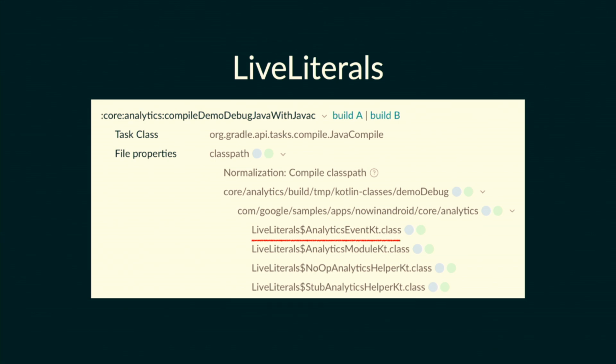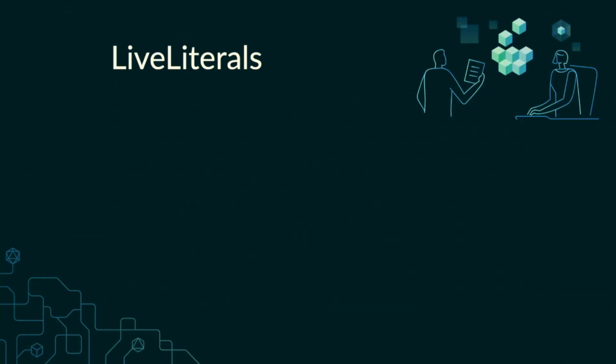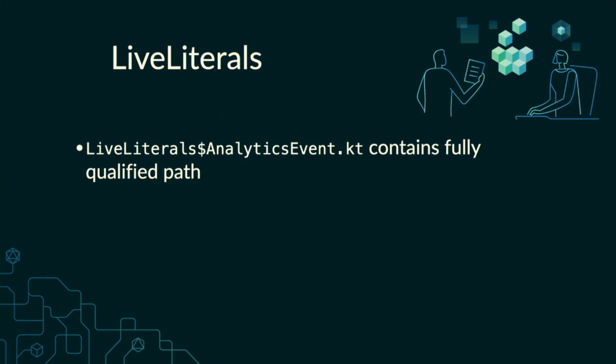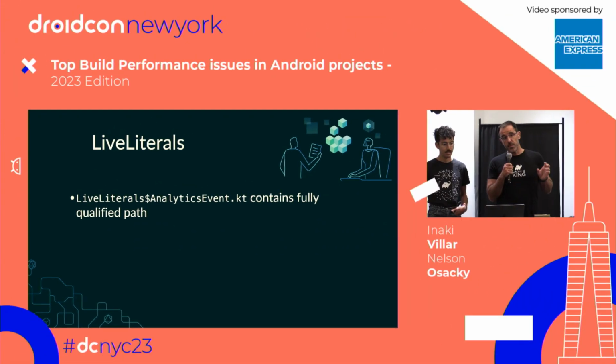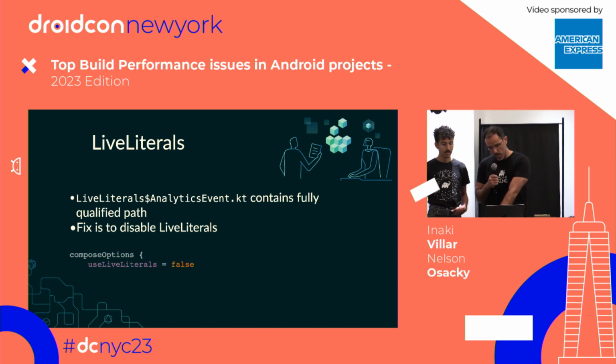So, well, Nelson, you have a little bit more context about these live literals. What was the problem? I think it had a fully qualified. Exactly. So the problem was that the task was containing a fully qualified path. That means that when you are building from different locations, you are going to have a cache miss. So the fix is quite easy. We need to disable live literals in the Compose configuration. But the problem is that some teams are using this feature and they don't want to disable these live literals.